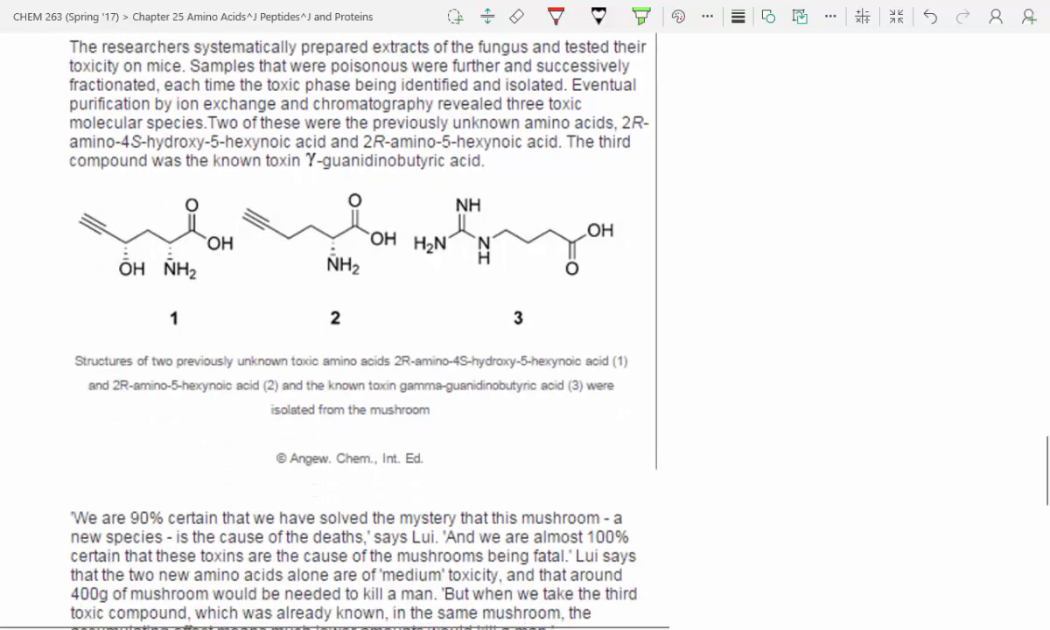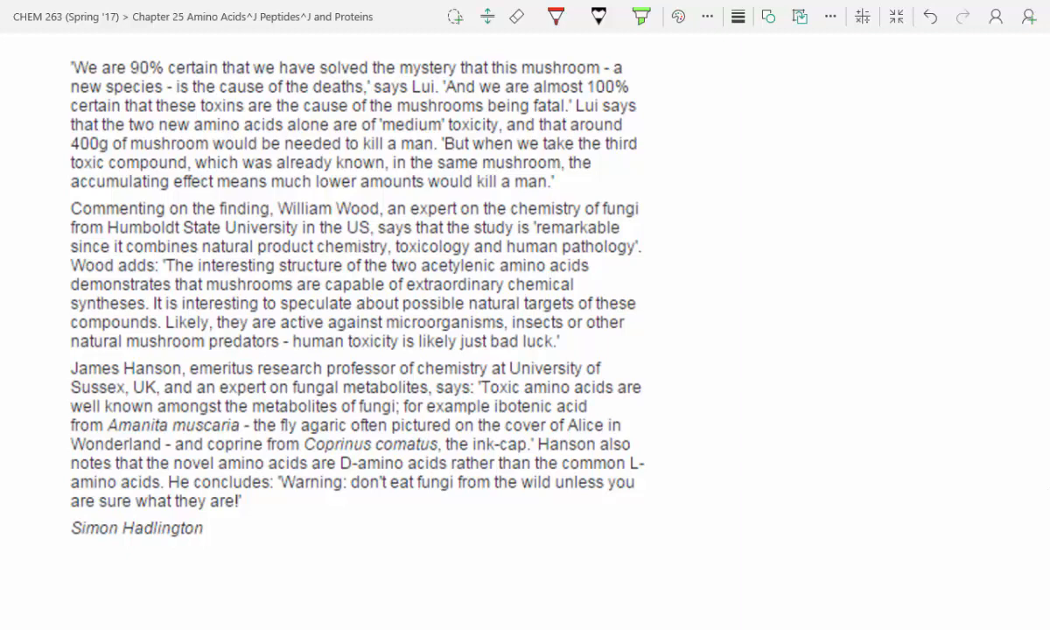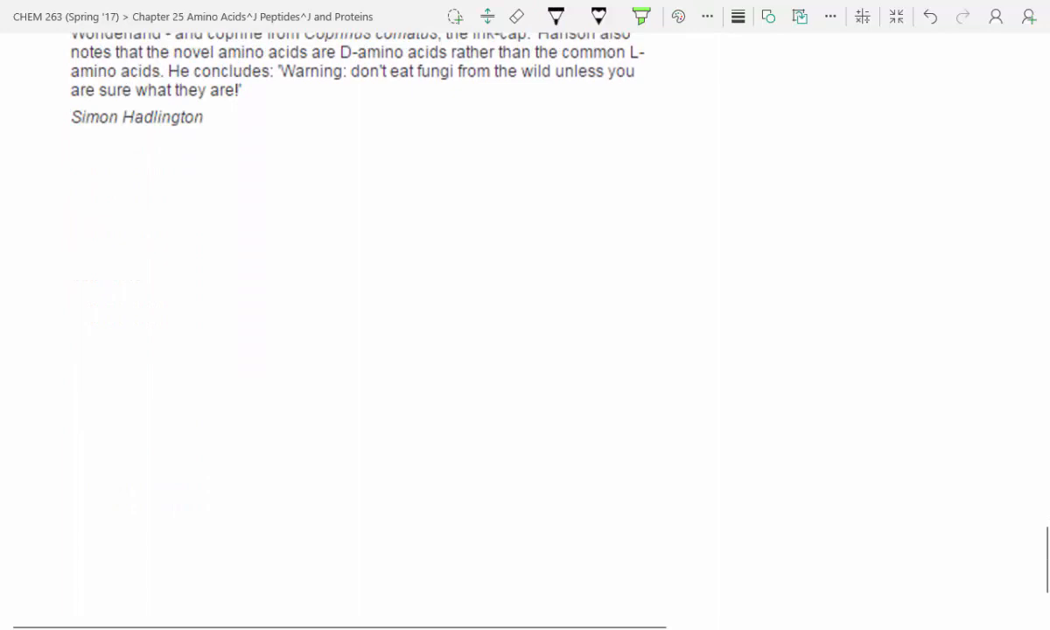So interesting article on here. I'll leave it on the notebook, but it's kind of a fascinating thing to see that this mushroom produced a quote-unquote unnatural amino acid that poisoned people. All right. Amino acids do a lot of unique acid-base chemistry.